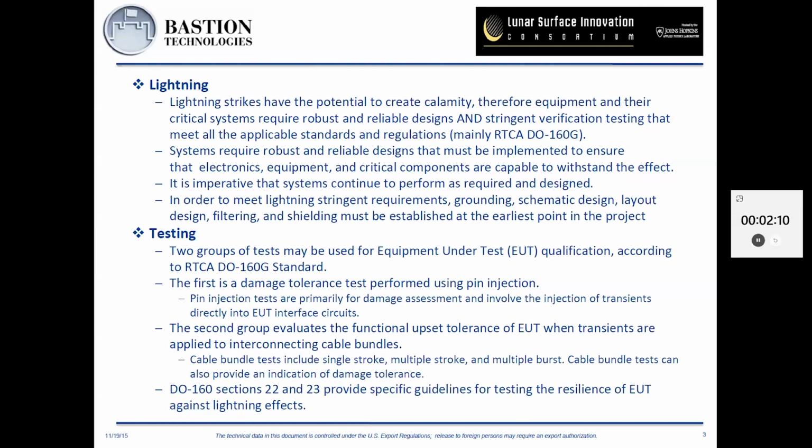For testing or verification, there are two groups of tests that may be used for qualification according to RTCA DO-160. The first is a damage tolerance test performed using pin injection, which involves the injection of transients directly into the EUT interface circuits. The second group evaluates the functional upset tolerance of the equipment under test when transients are applied to interconnecting cable bundles. All these things are detailed in DO-160 sections 22 and 23.